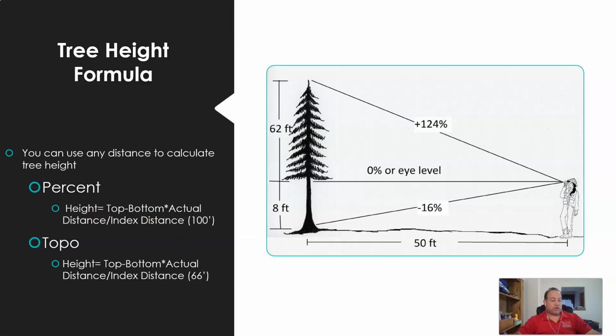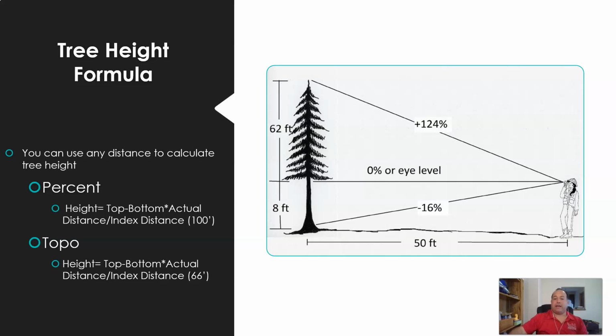Now, the reason we can just do top minus bottom is because if you have your actual distance and your index distance being the same thing, then you've got top minus bottom times 1, which is just going to be top minus bottom. And so for the percent, if our index distance is 100 feet and we go back 100 feet, then it's just top minus bottom. For the topo scale, our index distance is 66 feet because it's 1 over 66. So if we are back 66 feet, then it's just top minus bottom.